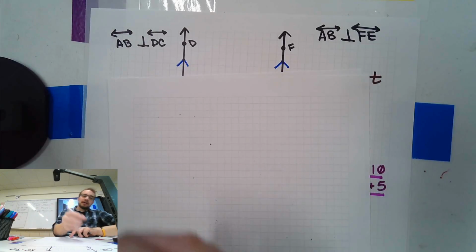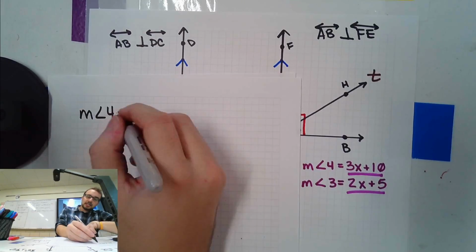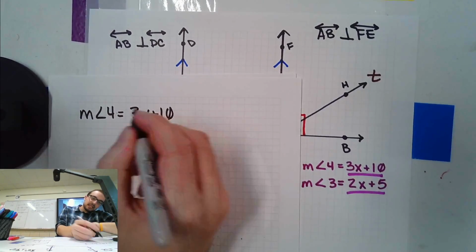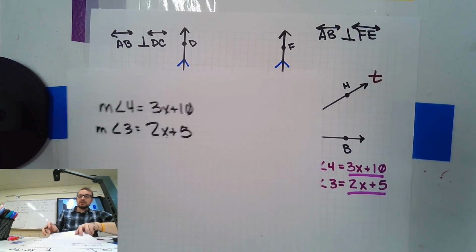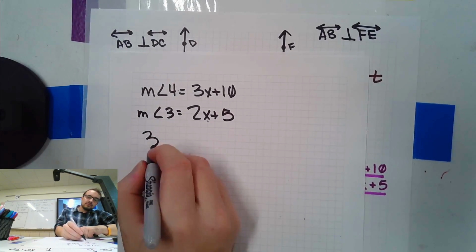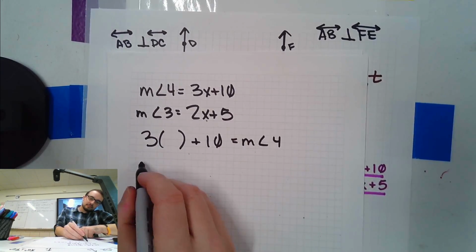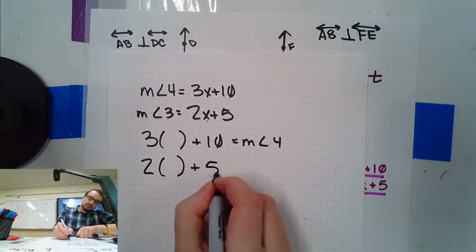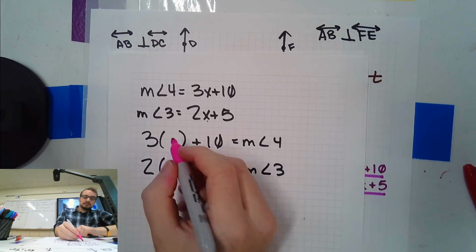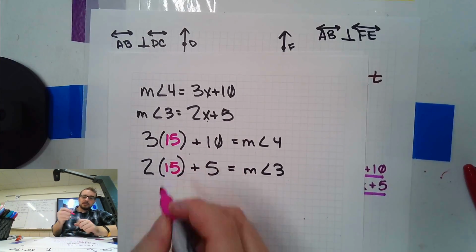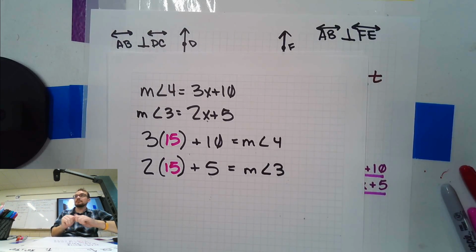But we want to know what angle 4 and angle 3 are. It says angle 4 over here is equal to 3x plus 10. And it says that angle 3 is equal to 2x plus 5. What do we find x to be? We found it to be 15. So I plug in 15 where x was. Always wrap it in parentheses. I'm a professional, you are not. Sometimes I choose not to wrap it, but I know what I'm doing.